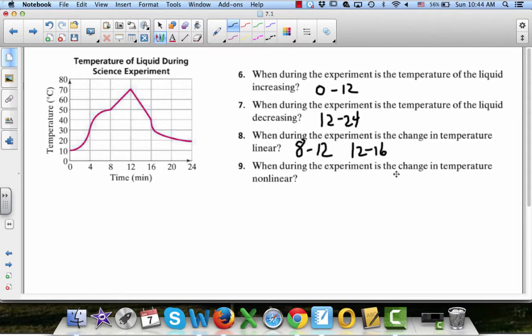When during the experiment is the change in temperature nonlinear? Well, it was from 0 to 8 and from 16 to 24. Okay, are you getting that part about linear and nonlinear? Linear is when it's a straight line. Nonlinear is when it's not a straight line.